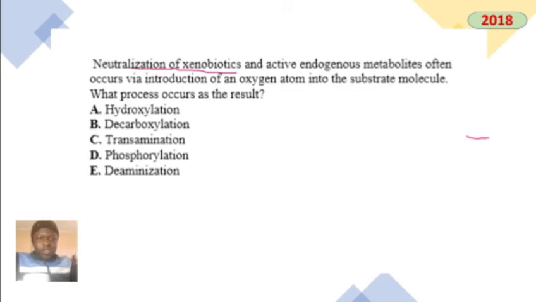Neutralization of xenobiotic and active endogenous metabolites often occurs via introduction of an oxygen atom into the substrate molecule. What process is that? If you still remember, there are phases of xenobiotic metabolism. The first one is hydroxylation, followed by conjugation, and then the last one is excretion or secretion, depending on what we want to use the product for. Excretion is like, we don't need this thing anymore, and secretion is like, we are releasing it, but we will need to use it later, right? Okay, I think I came up with something. So the stages are: hydroxylation, conjugation, excretion.